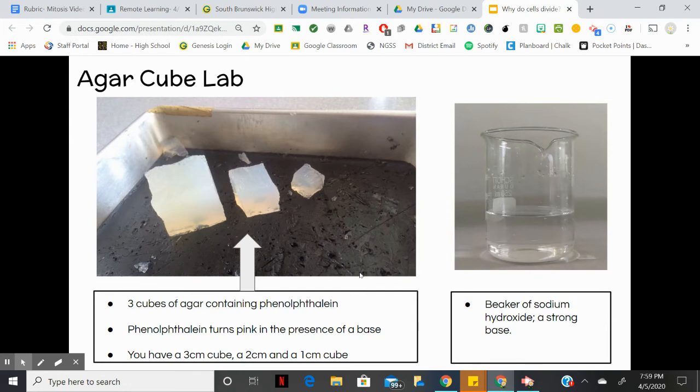This is a really fun lab because you get to chop up, sorry, my phone is ringing. You have a 3 centimeter, I already went over this.